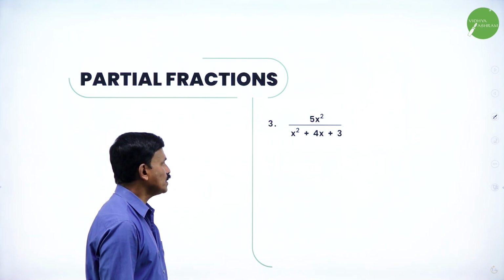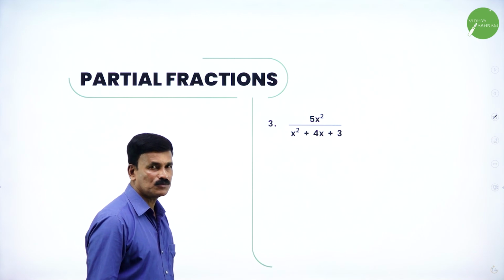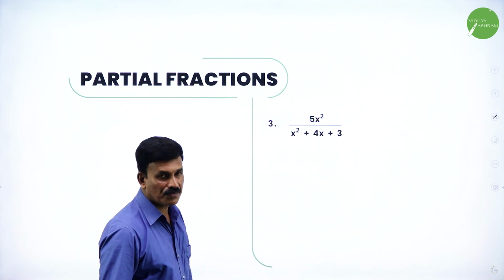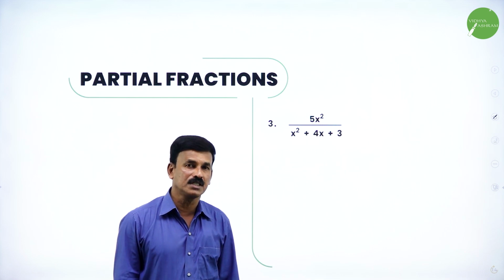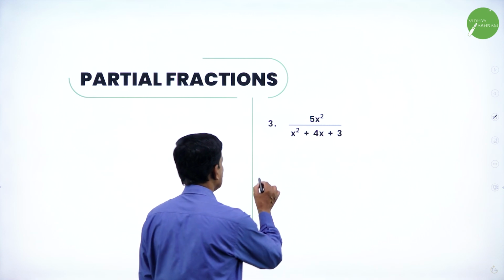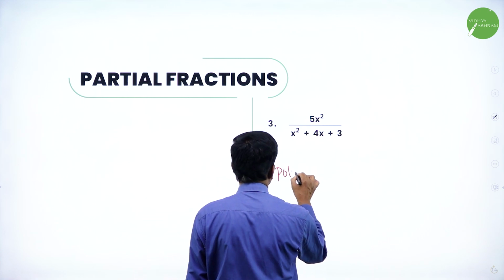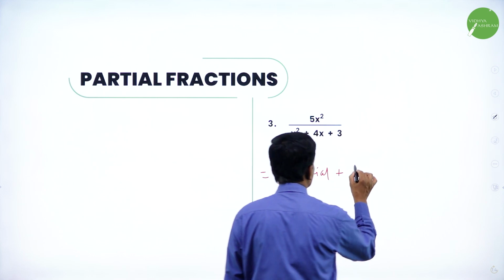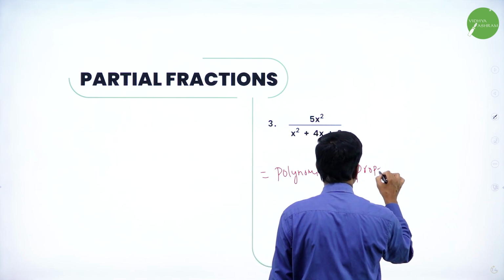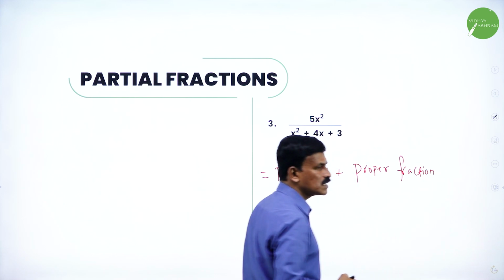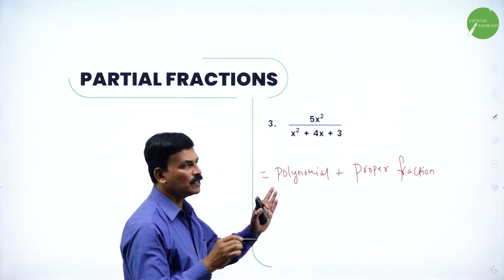5x square divided by x square plus 4x plus 3. Okay, same here also, just express this improper fraction, because the degree of numerator and denominator are the same. So this improper fraction can be expressed as a polynomial function plus a proper fraction. Express this as a polynomial and a proper fraction.